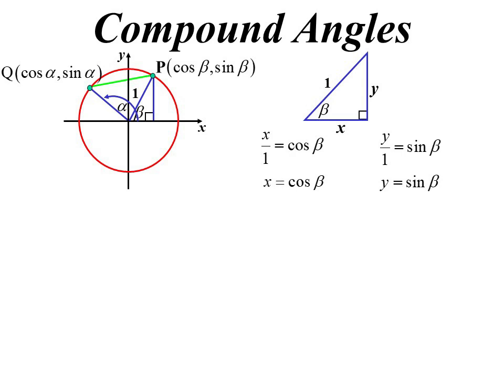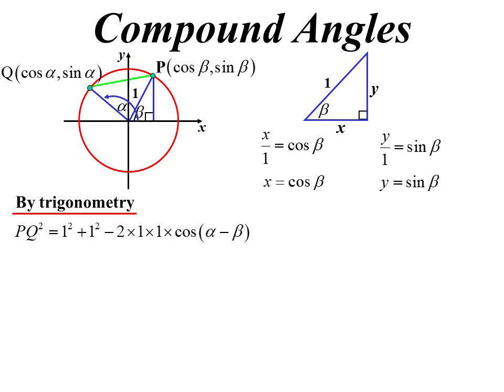What I'm now interested in is the distance between those two points. How can we find it? I could again use trig. I could use the cosine rule. So PQ squared would be 1 squared plus 1 squared minus 2 times 1 times 1 times the cosine of the difference of those two angles. Alpha minus beta would be the angle inside that triangle. Tidying that up, we just get 2 minus 2 cos(alpha minus beta).